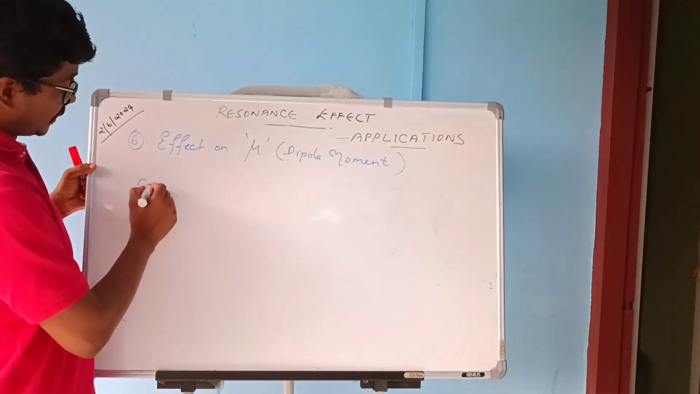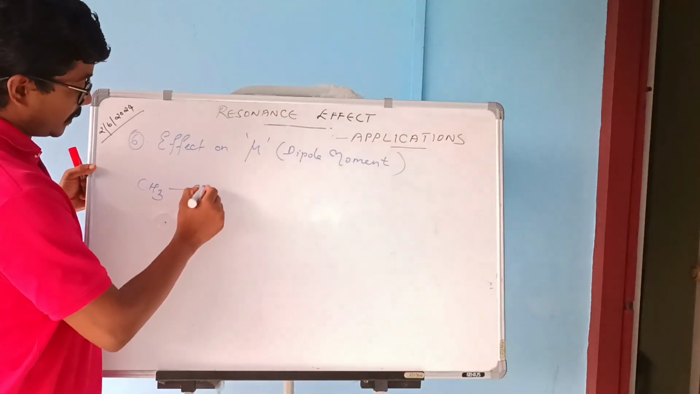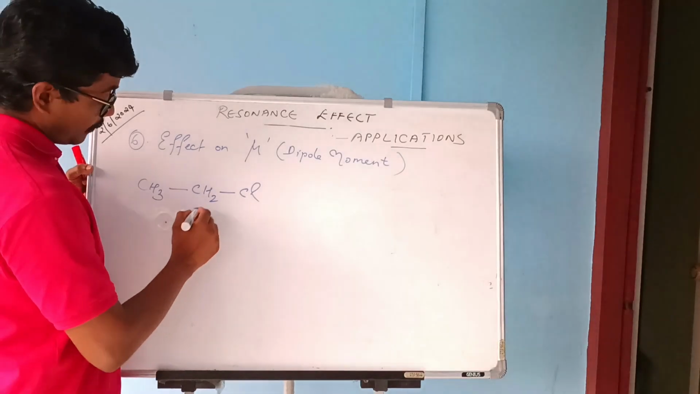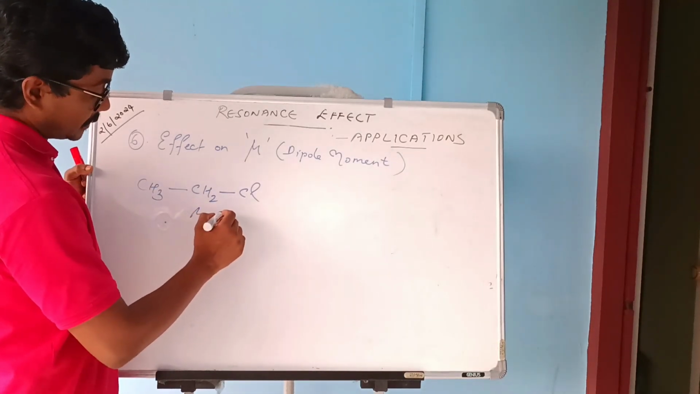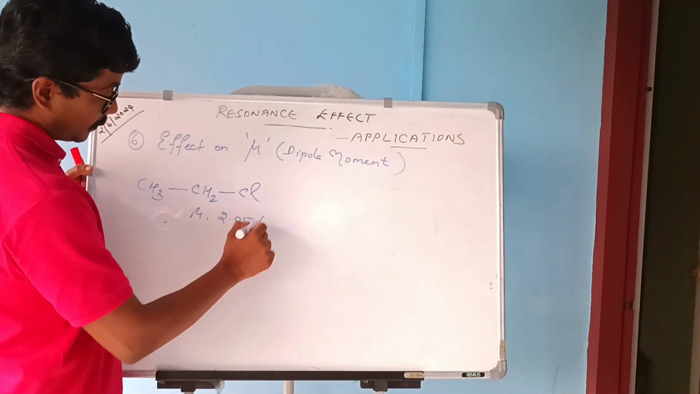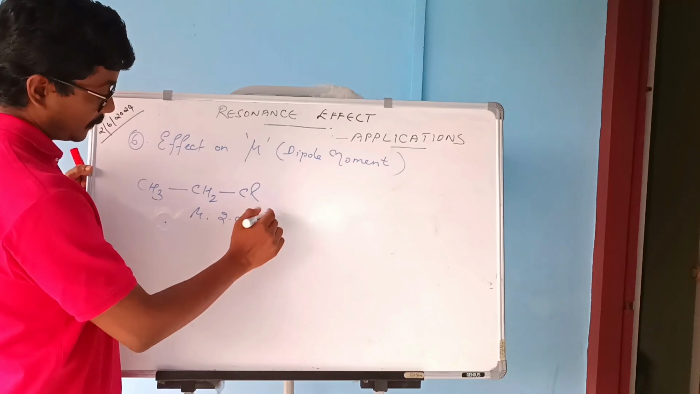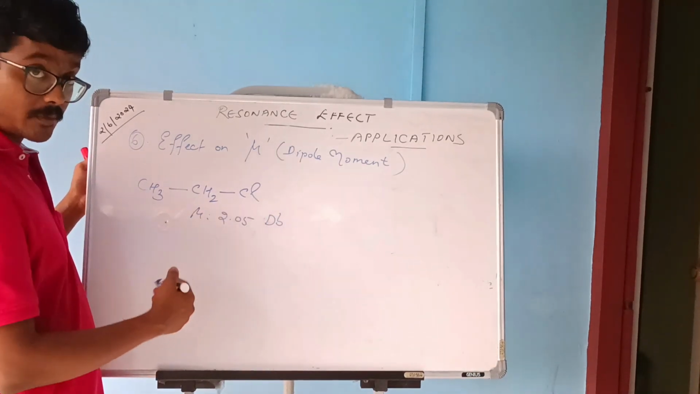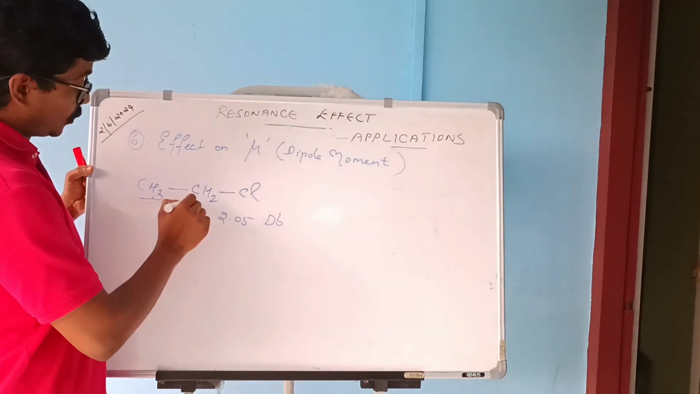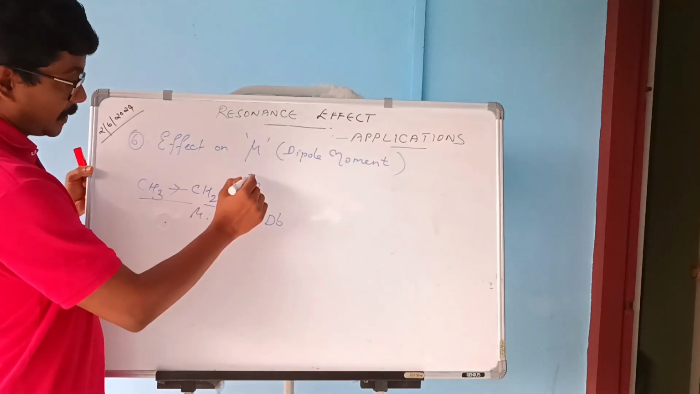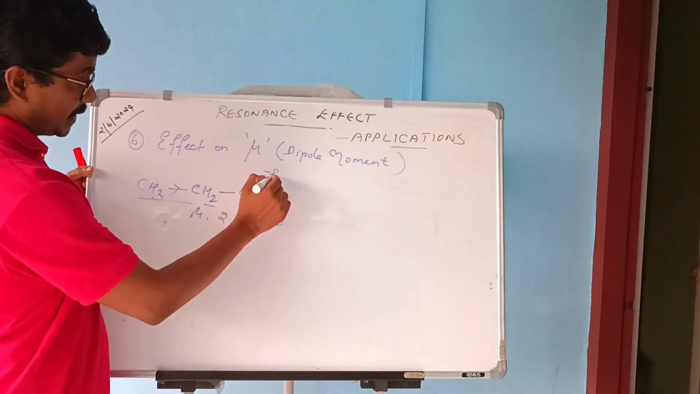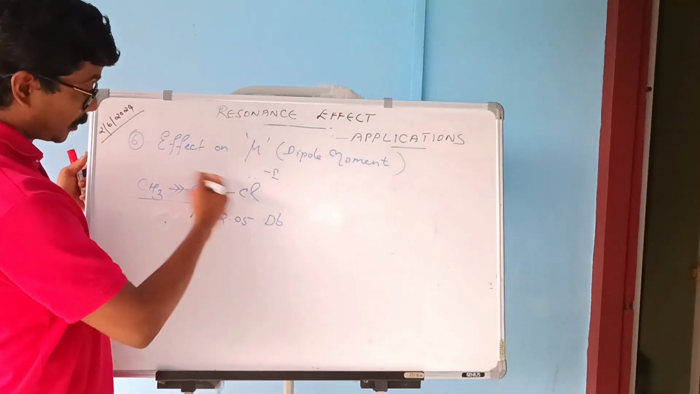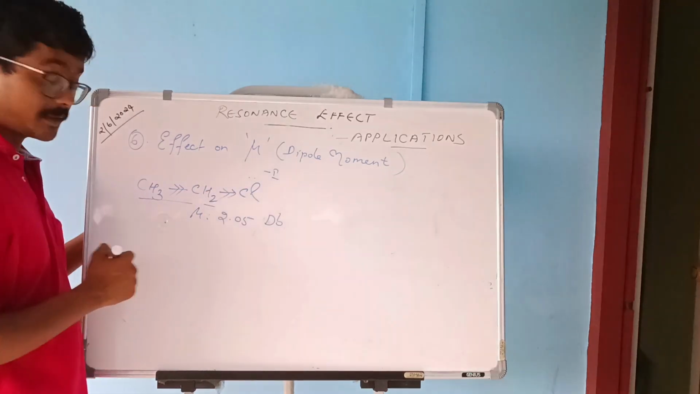When we consider an example, this is ethyl chloride. The dipole moment of this ethyl chloride is 2.05 mu D, where D is the unit of dipole moment. This is due to the fact that it has a minus I effect, so it will pull the electrons towards itself, right?